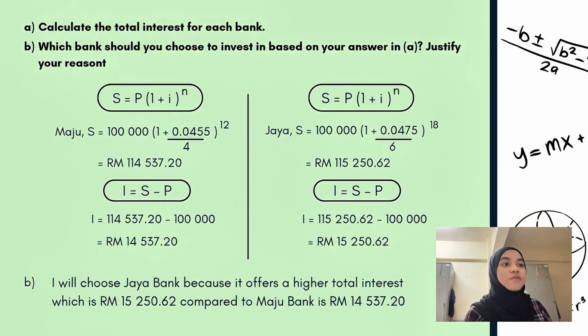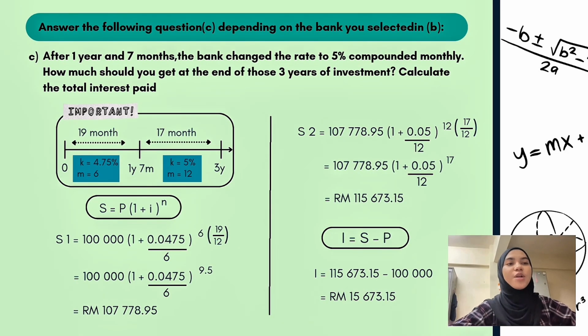15,215 ringgit 20 cent. So Question B is, which bank should you choose to invest in based on your answer in A? Justify your reason. I will choose Jaya Bank because it offers a higher total interest, which is RM 15,215 ringgit 22 cent, compared to Maju Bank, which is 14,537 ringgit 20 cent.